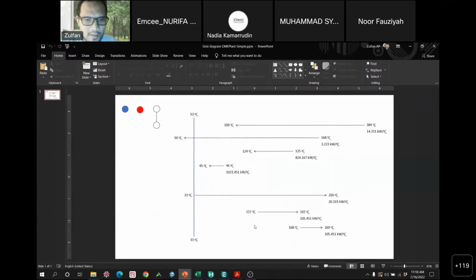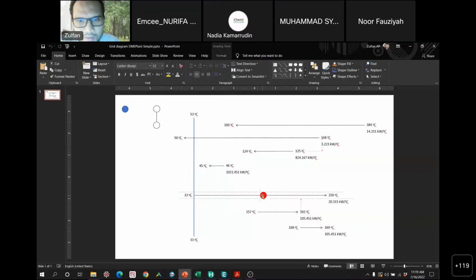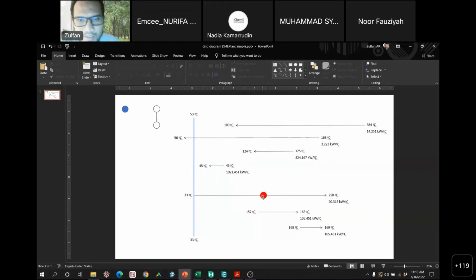So what we do, again, I do the same: put all the streams with lower temperature levels on the left and higher temperature levels on the right. For example, in this case, we know that currently this stream at 33 degrees C and 25 degrees C is heated like this, and then there are also many coolers.